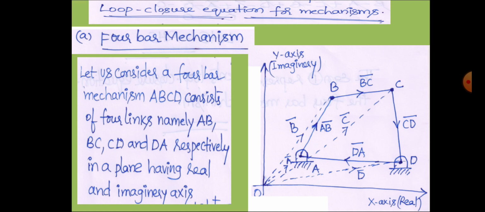Next, the BC link is represented by a vector BC bar, which is its magnitude and it is from B to C. And link CD, where its magnitude is CD bar, is represented by means of vector CD bar, and its direction is from C to D. So like that, there are 4 links which are represented by means of position vectors AB bar, BC bar, CD bar, DA bar, which are taken in a plane having the real axis and imaginary axis.